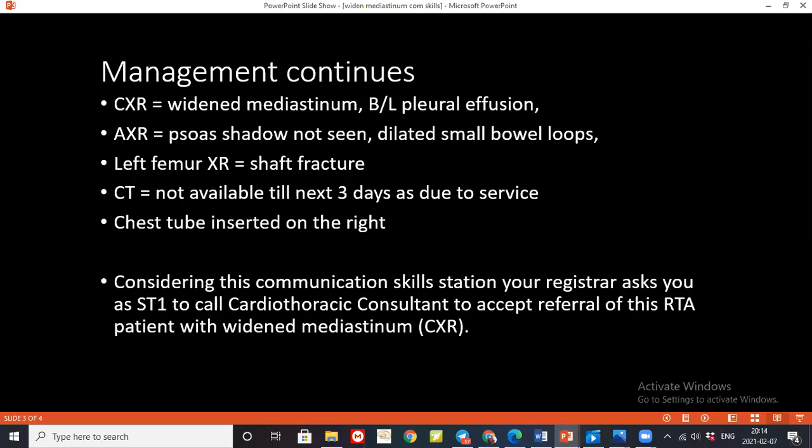Hello. Good evening. I am Dr. Mohammed, one of the surgical registrars working for Mr. Mann in X Hospital. I am calling to speak to Mr. Sunday, the cardiothoracic consultant on call, to ask him to accept a referral of a polytrauma patient with a wide mediastinum. Could I check that I am speaking to Mr. Sunday? Good evening. Yes, you may proceed. Okay, nice to speak to you, Dr. Sunday.